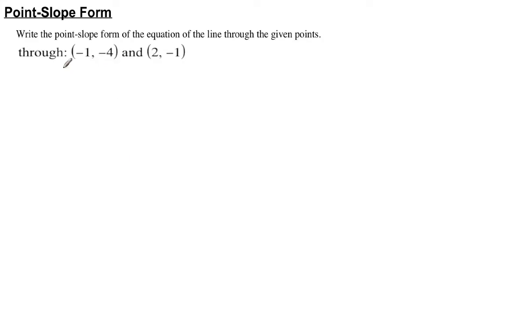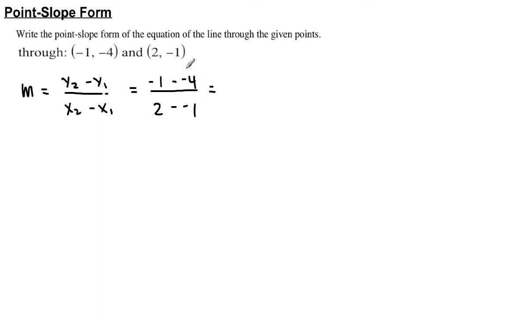Okay, on this next problem, now we're finding the slope through these points and writing it in point-slope form. Okay, so on this one, we actually need to find the slope. And so we do this by using our slope equation. Slope is equal to, we write it as y2 minus y1, right, over x2 minus x1. Okay, and so when we substitute in, we're left with -1 minus -4 over 2 minus -1.